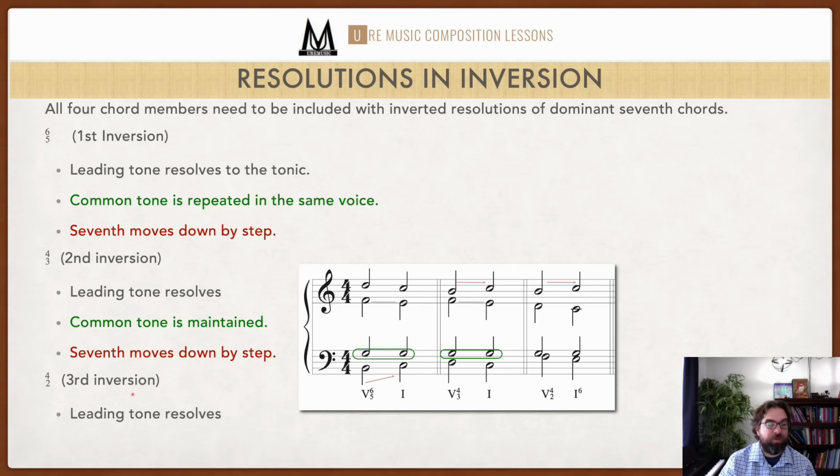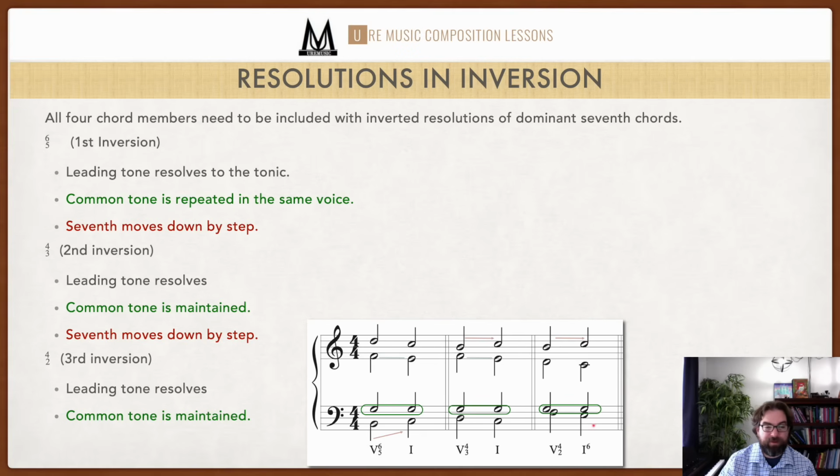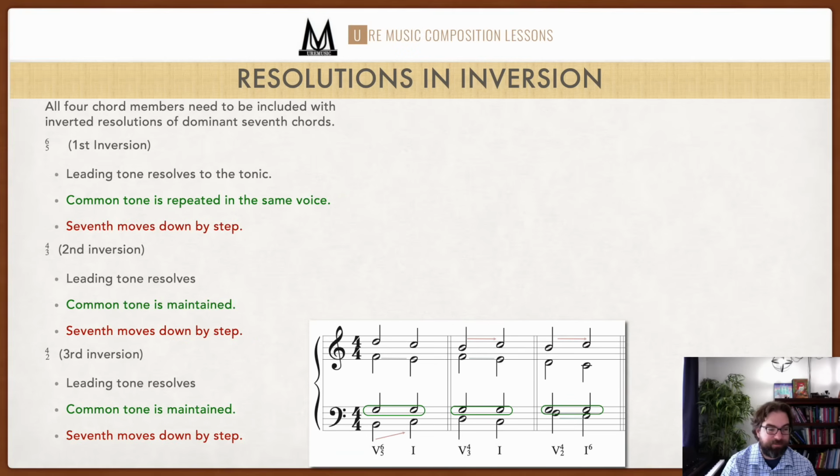So first, we need to make sure the leading tone resolves, and it does. The common tone is still maintained, and then the 7th moves down by step, and that's our bass note, and then we just move from D down to C so we can have that doubled root.